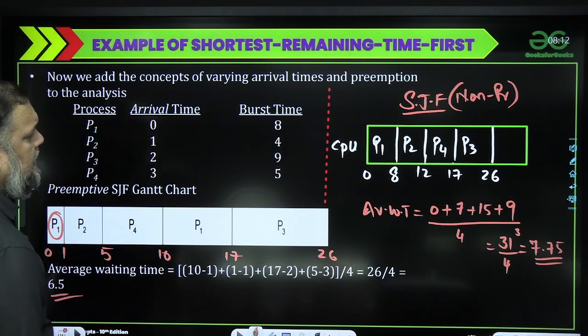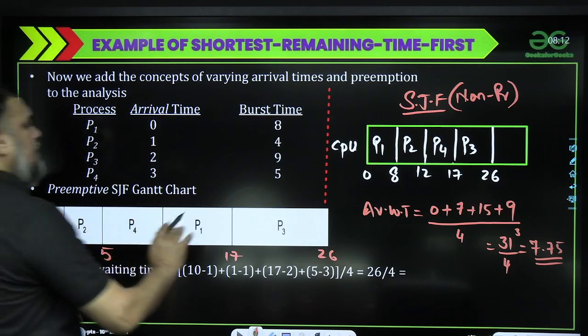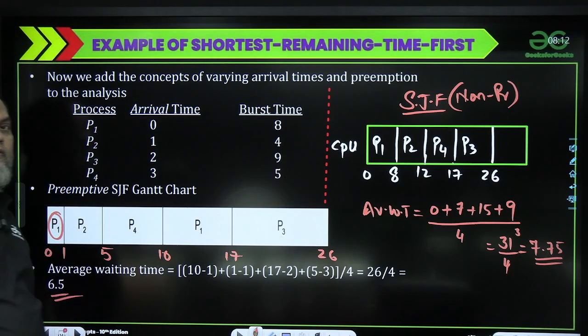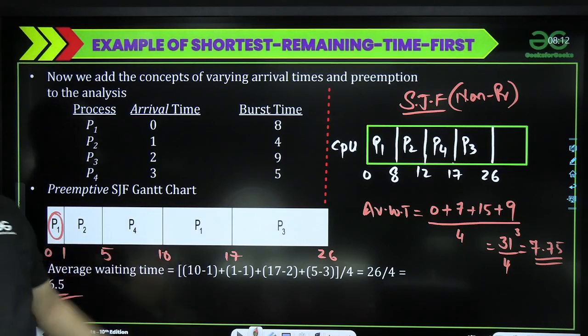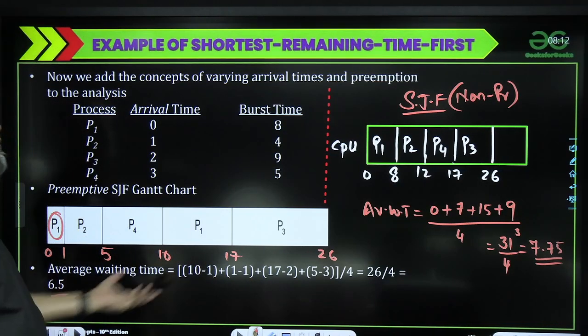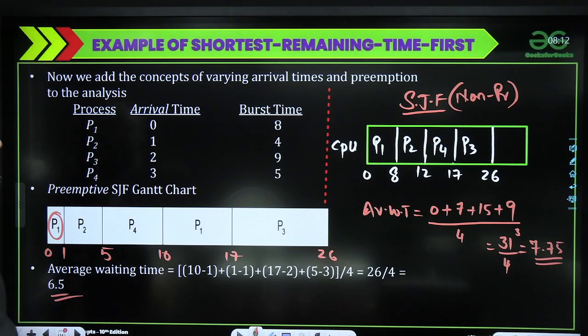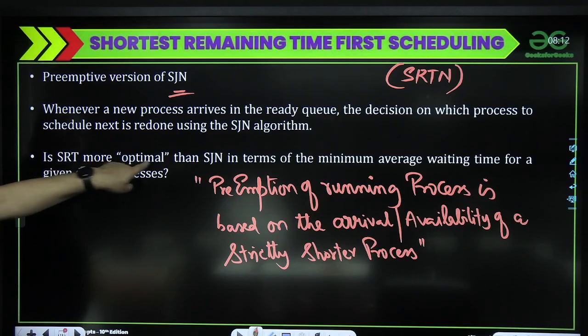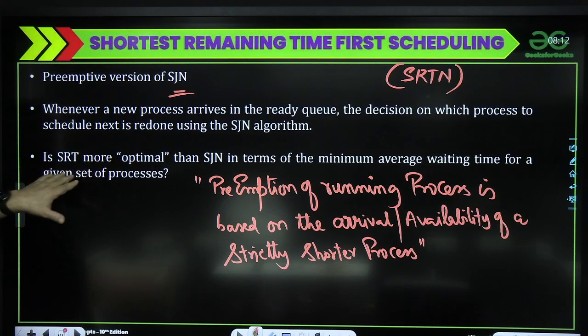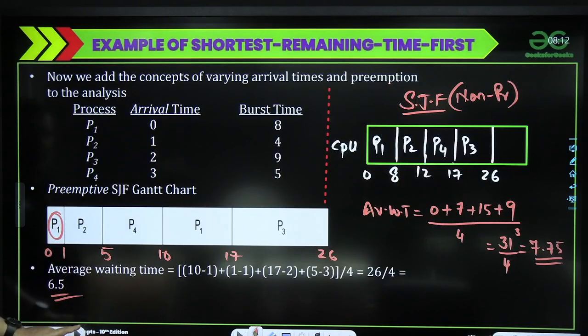So therefore, I can say in terms of performance, SRTF is better than SJF in terms of average waiting time. Is it not? SRTF is better than SJF because its waiting time is 6.5 and that waiting time is 7.75. So naturally, SRTF is better than SJF. So the question was asked: is SRTF more optimal than SJF in terms of minimum average waiting time? Yes, sir, it is better. That is what we were trying to finally answer.